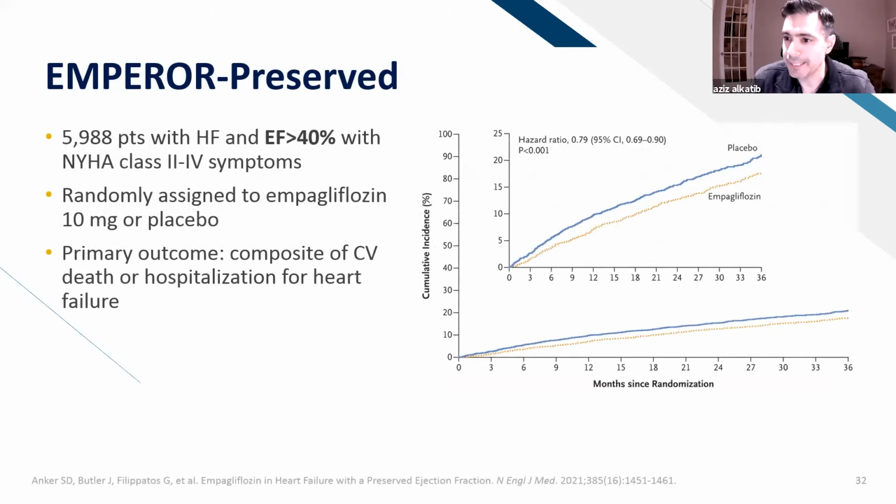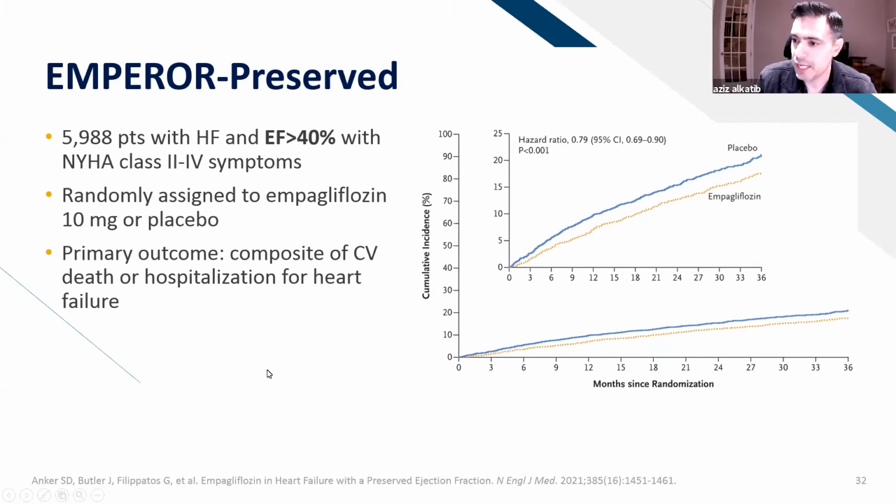And last but not least, the EMPA-REG Preserved trial. This was just published last month. It included just under 6,000 patients now with heart failure and preserved ejection fraction. These patients had an ejection fraction over 40%. Now, this is somewhat controversial in terms of where you draw the line between preserved and reduced ejection fraction. But regardless, this is the definition that was used.